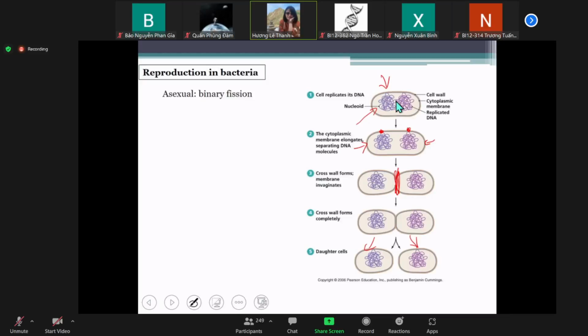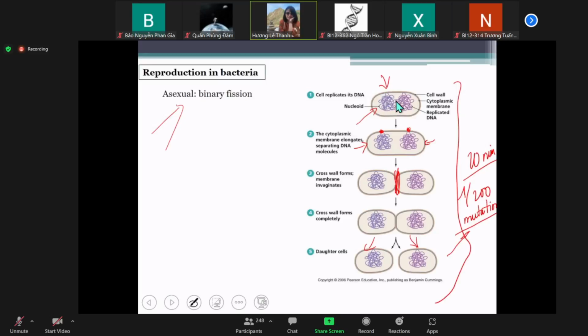All of this process happens in only 20 minutes. And 1 out of 200 bacteria has a mutation. So that's why when we treat bacteria with antibiotics, there is a high possibility of them creating new mutated strains, and they can go against our antibiotics, because the mutation rate in bacteria is quite high. And this is asexual binary fission.